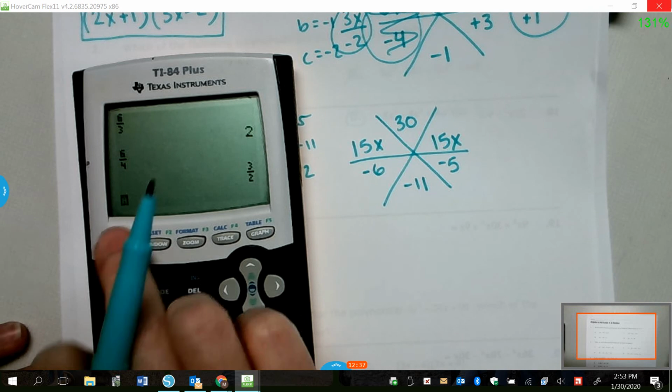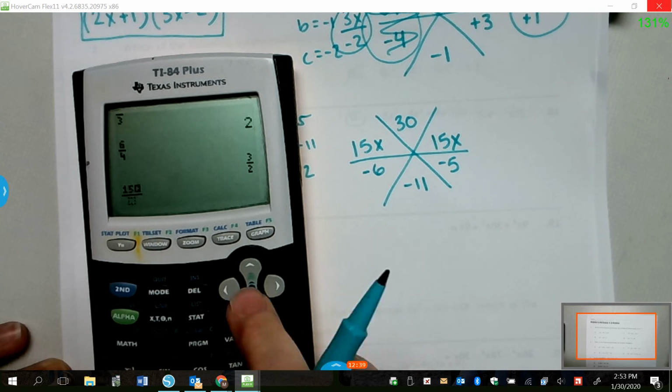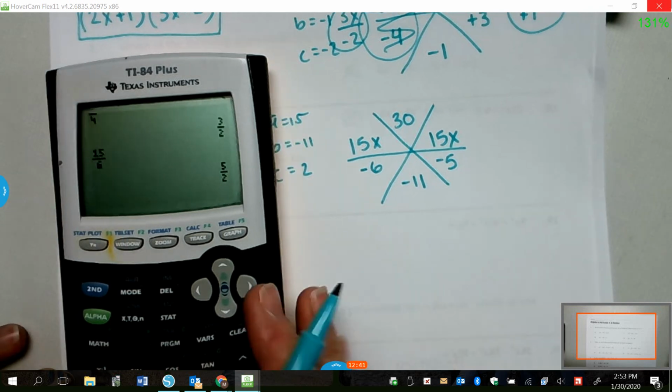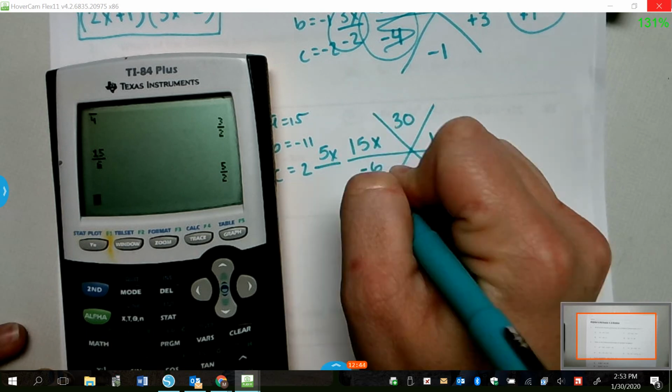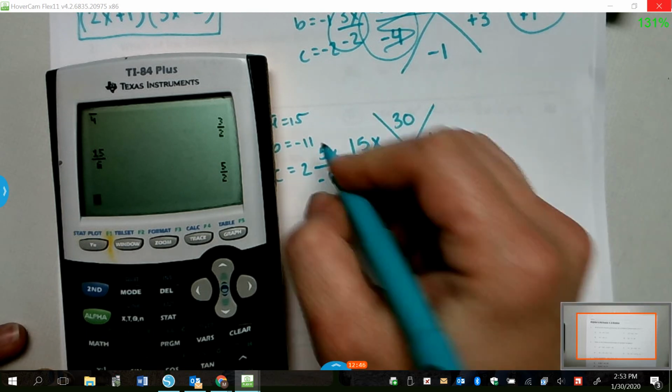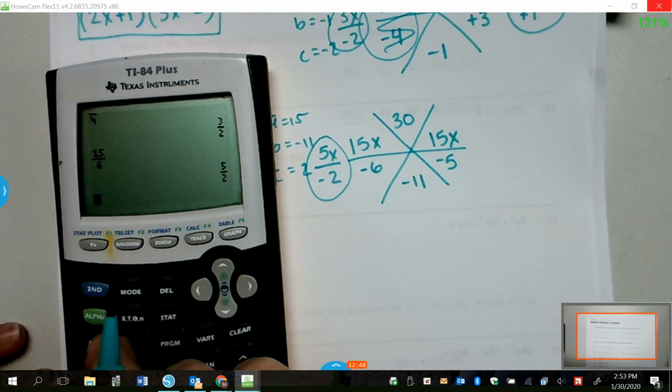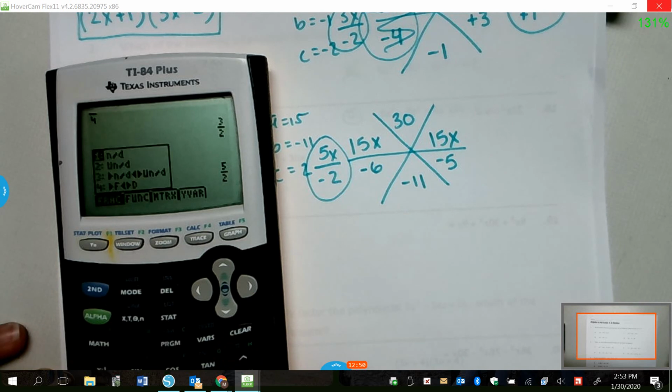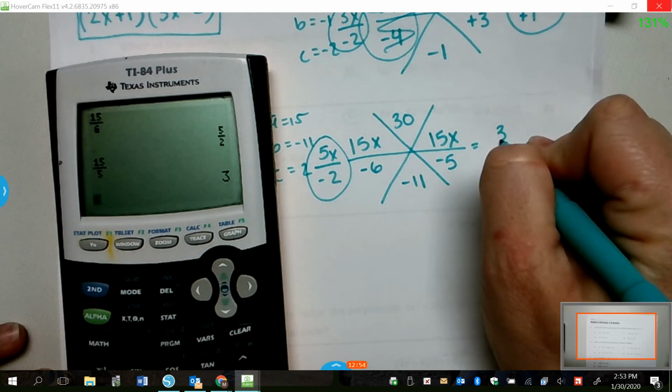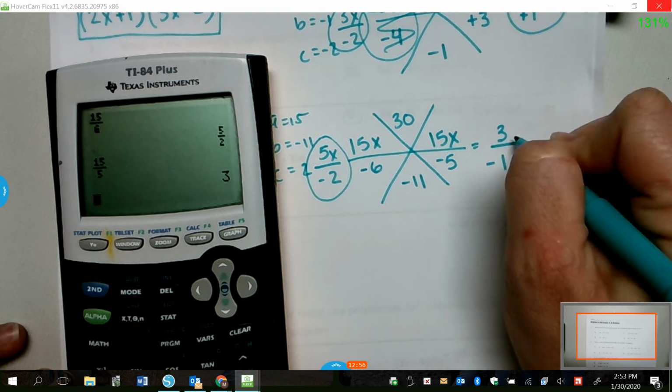Alpha y equals enter. 15 over 6 is 5 over 2. Bring over that negative. And then alpha y equals enter. 15 over 5 is 3, but remember you have to write it as a fraction. So negative and x.